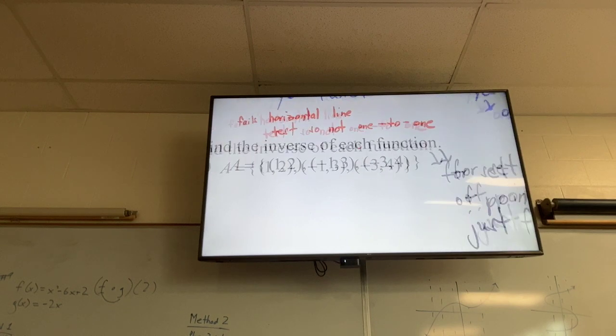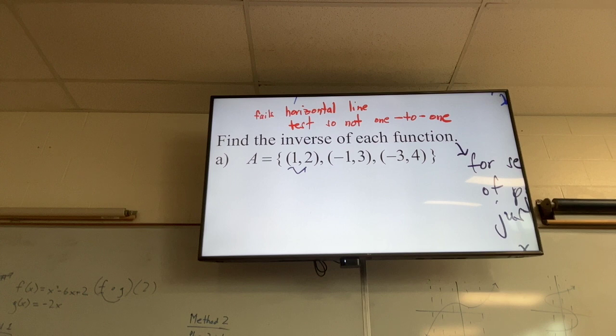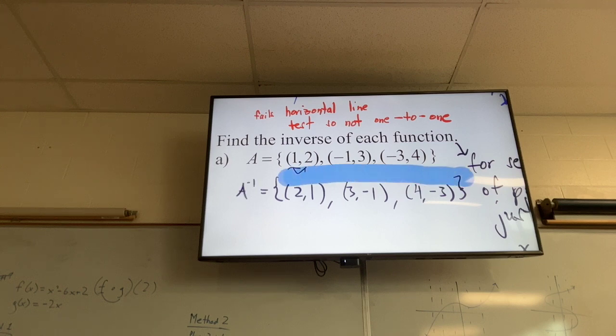I'm just going to flip them. 2, 1. So that's going to be 2, 1, 3, -1, 4, -3. That's what we call A inverse, A to the -1. That's all it is, for a finite, countable set of points.